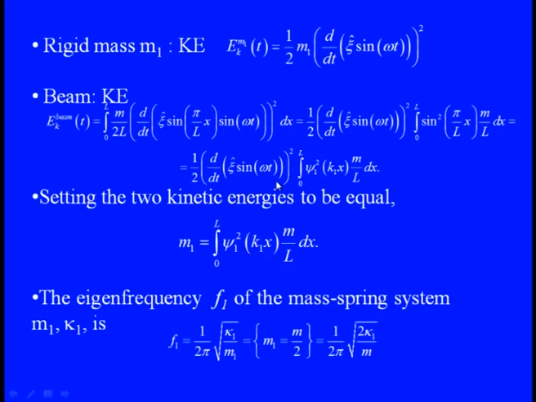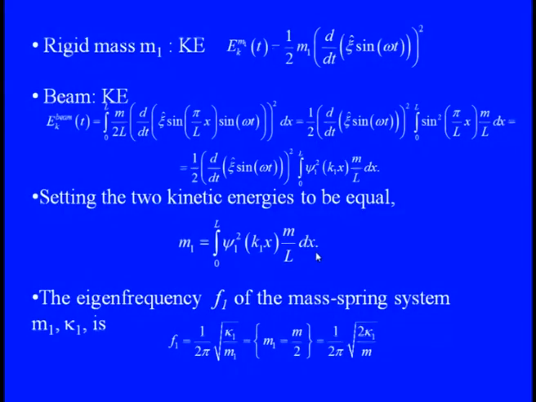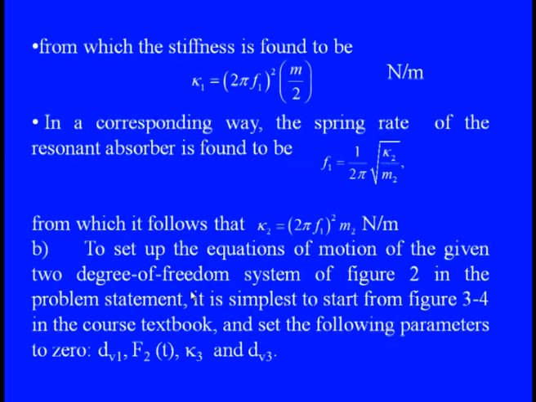So, when we keep these two kinetic energies together, we can simply say both kinetic energies should be equal. So m1, which is nothing but equal to integral 0 to L of phi 1 square k1 x m by L into dx, we can find out the eigen frequency. This is the lowest eigen frequency for the bending mode under this mass spring system with m1, k1: f1 is equal to 1 by 2 pi square root of k1 by m1. Or, with m1 equal to m by 2, f1 is equal to 1 by 2 pi square root of 2 k1 over m.